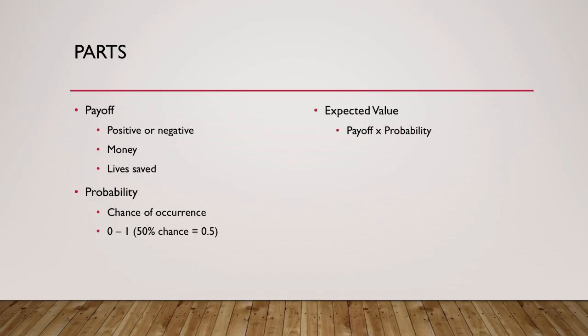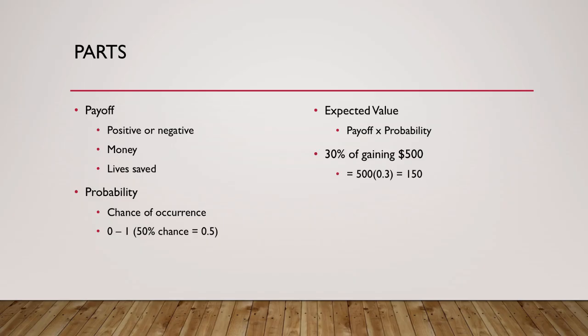Then from those two, payoff and probability, we're going to calculate expected values throughout our decision trees. Your expected value is just your payoff multiplied by that probability, the chance of that thing occurring. So if there's a 0% chance of me winning the lottery, I could win $5 million, but with a 0% chance, I get zero money, right? So this is just the expected value, the expected monetary value.